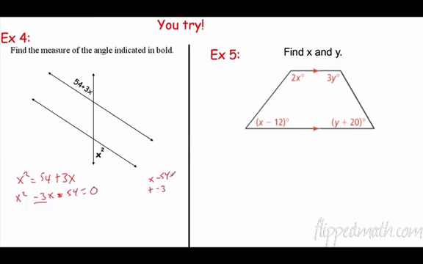All right, we're going to factor it. Two numbers that multiply to x squared, the front term, and two numbers that multiply to negative 54 and add to negative 3. That'd be negative 9 and positive 6.